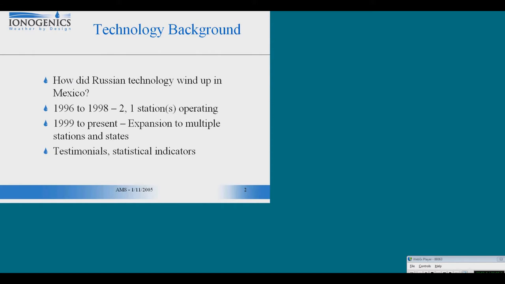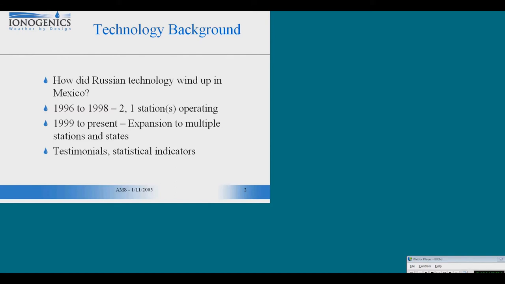And the result is he did wind up in Mexico, and in 1996, the state government of Sonora in Mexico ordered the installation of two stations. The results, both in terms of precipitation and in terms of the water levels of the reservoir systems around the operational area of the stations, were apparently very good.